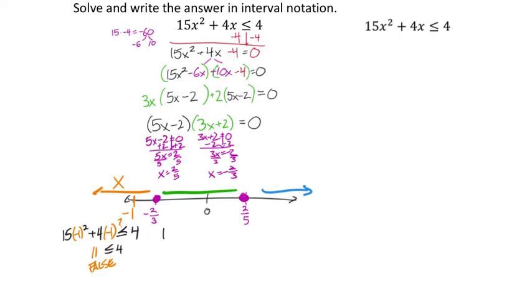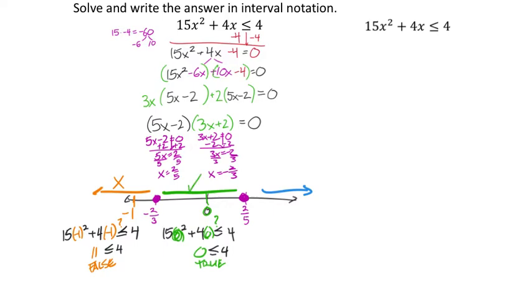So again, 15x squared plus 4x should be less than or equal to 4. Question mark there. I'm going to choose 0 because 0 is always a nice value to work with. And if I can use 0, I will. Well, I would get 0 is less than or equal to 4, and that right there is true. So I'll put a check mark on the interval.